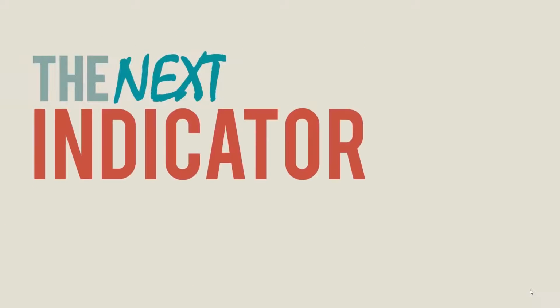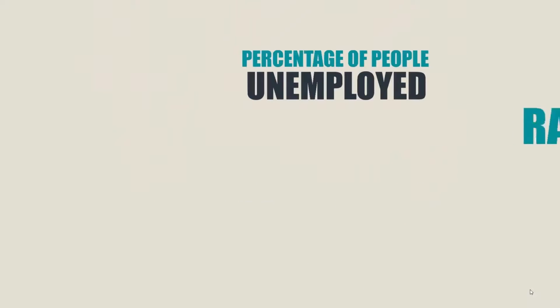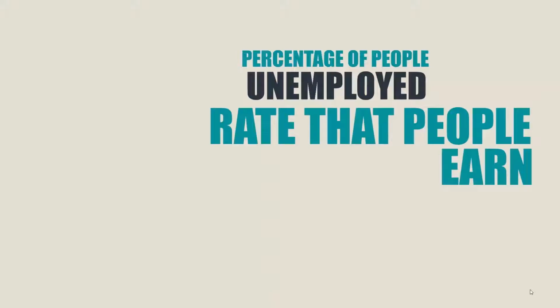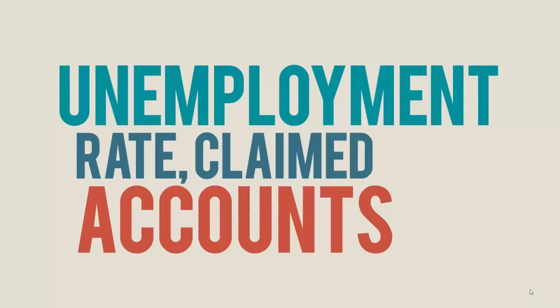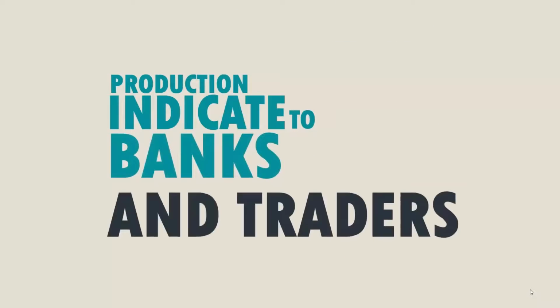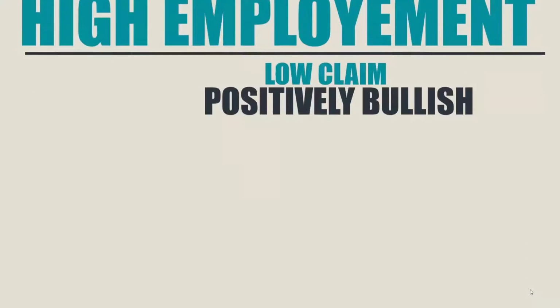The next indicator would be employment. This of course measures things like how many people are in work, the percentage of people unemployed, and how much the rate that people are earning is increasing. This also includes sub-indicators such as average earnings, unemployment rate, claimed accounts, and so on. Similar to production, this indicates to the bank and to the traders how well the economy is doing. High employment data and low claim accounts are usually viewed positively and will have a bullish signal on the currency.